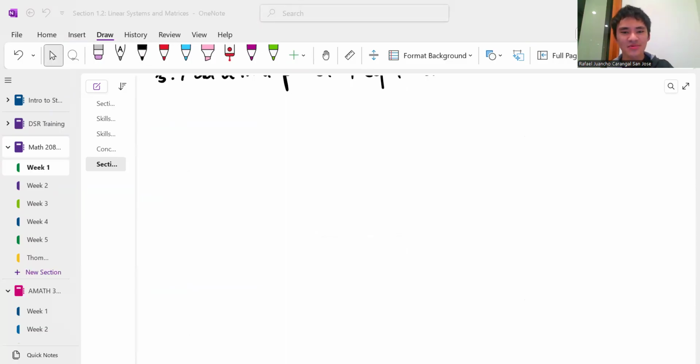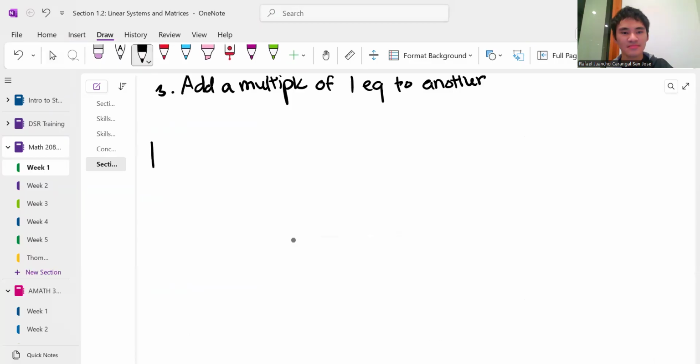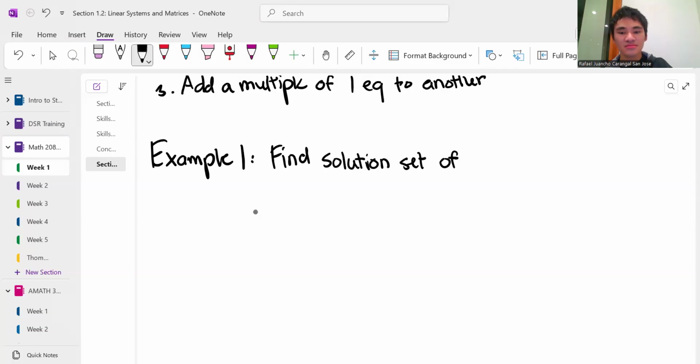So let's do example one. Here we're being asked to find the solution set, so it's a collection of all solutions. We're going to find a solution set of a linear system. Right, so here's the linear system.